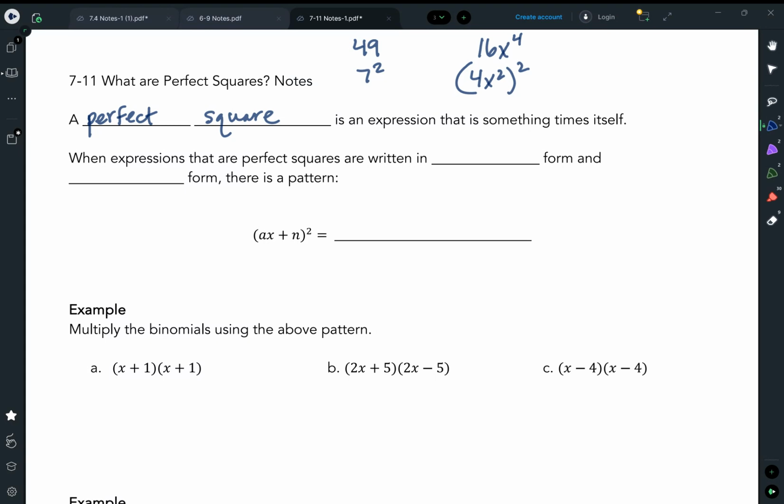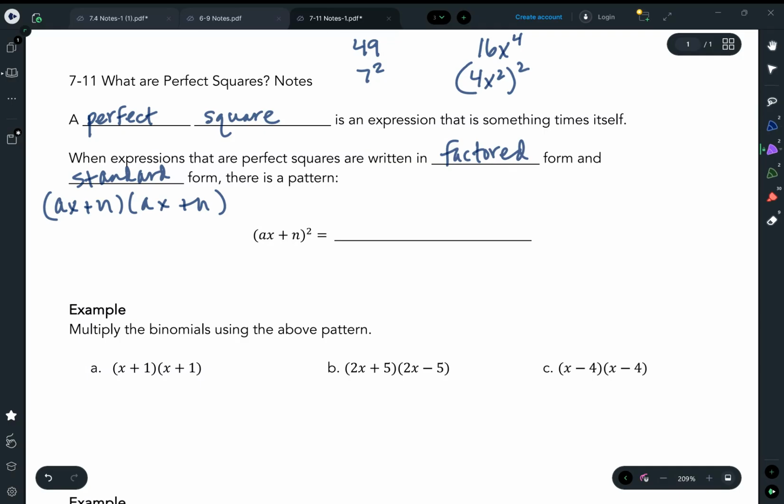Expressions that are perfect squares are written in factored form, and then in standard form, there is a pattern. We're going to do a really quick investigation of this pattern. We want to take ax plus n and square it. So let's write ax plus n times ax plus n. First, we multiply ax times ax. That's going to be the quantity ax squared.